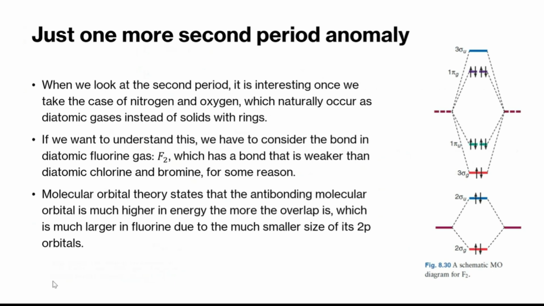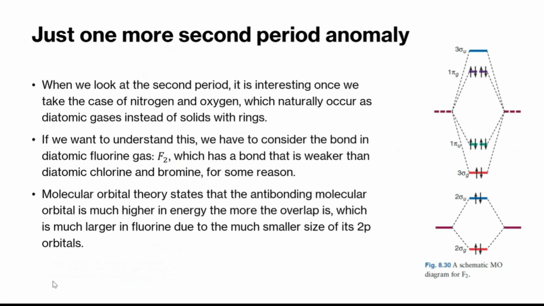But finally, we're going to look at just one more second period anomaly. When we look at the second period, it's interesting because in the case of nitrogen and oxygen, they naturally occur as diatomic gases instead of solids with rings. So we have to consider why this happens. Let's take one example: diatomic fluorine gas, which somehow has a bond weaker than diatomic chlorine and bromine.